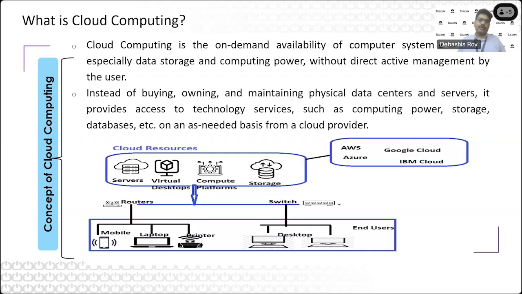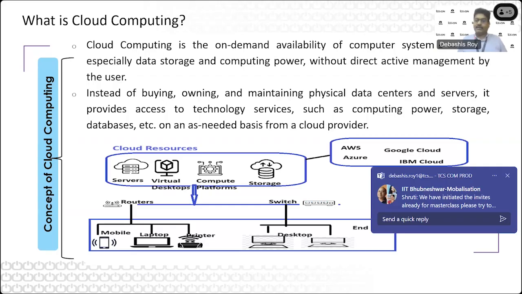Now when we talk about cloud resources, what are these? They can be the servers, the virtual machines, the compute and the storage. As I mentioned, there are two types of players. One is the cloud vendors who provide this service, like Microsoft Azure, Google Cloud, AWS from Amazon, IBM and many more. But these are the primary players.